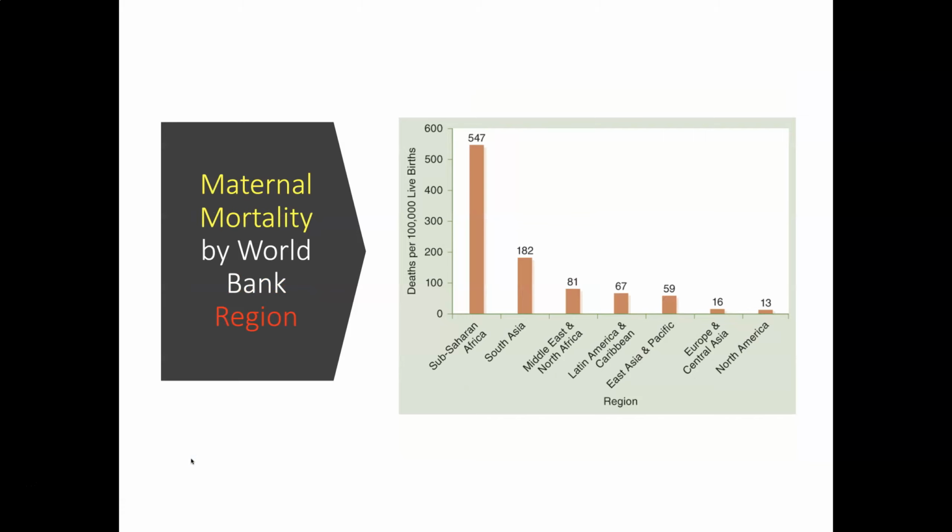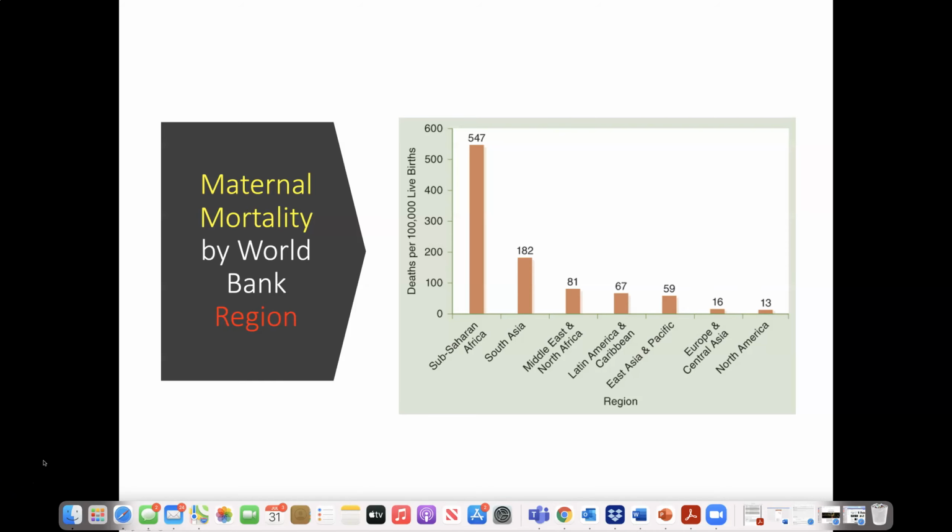If we look at maternal mortality by region, again, Sub-Saharan Africa is the highest, with South Asia being second, and then North America at 13. A big reason for the high maternal mortality rates is the lack of facilities for obstetrical emergencies. And you can see there's a huge increase from North America mortality rates to Sub-Saharan Africa. It's 42 times higher between those countries. So that's very, very significant.